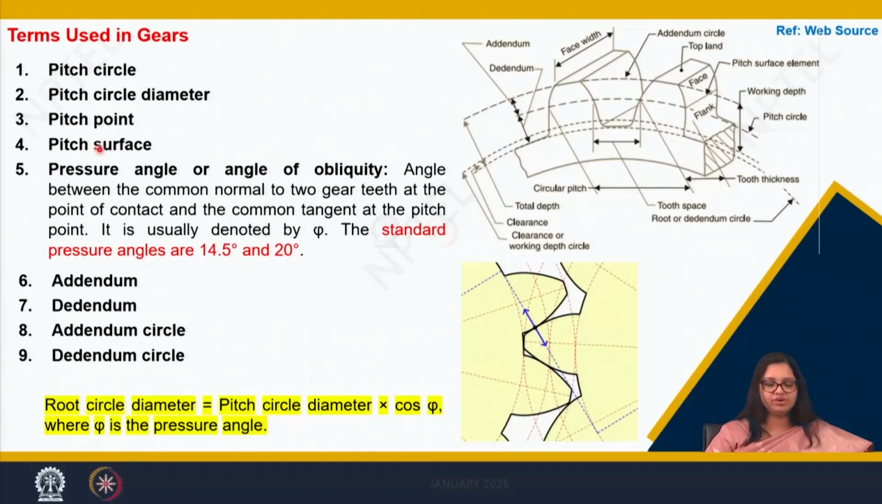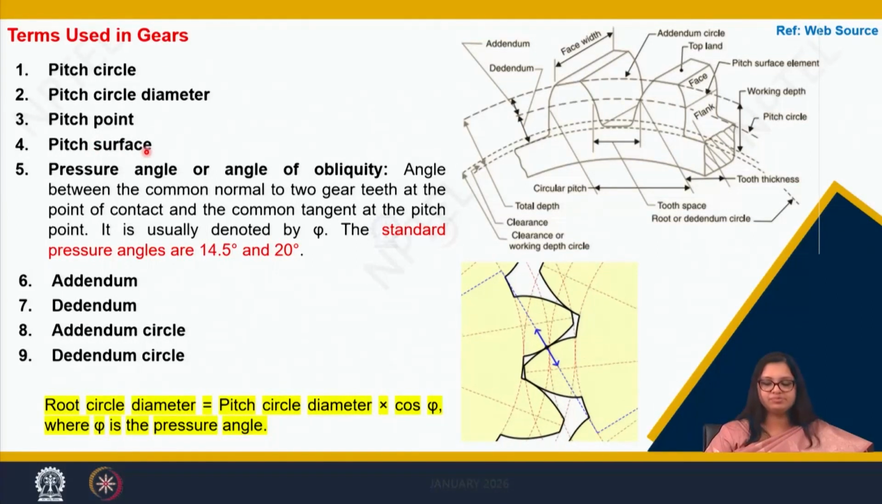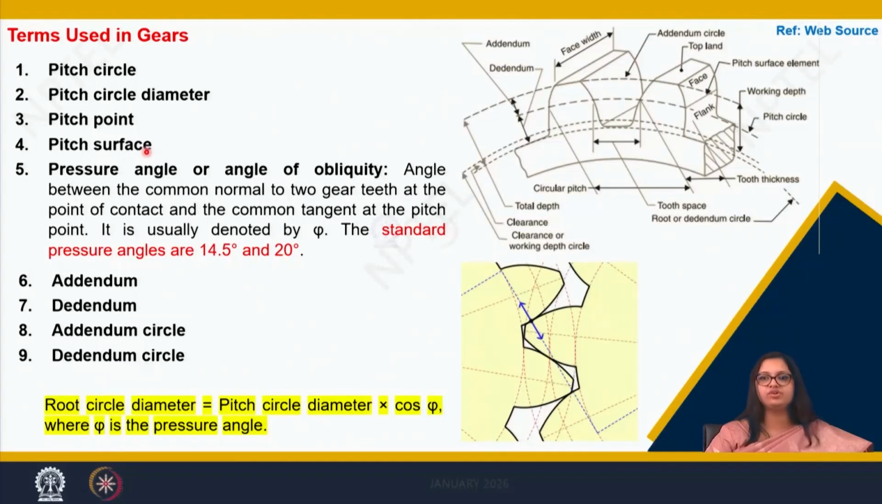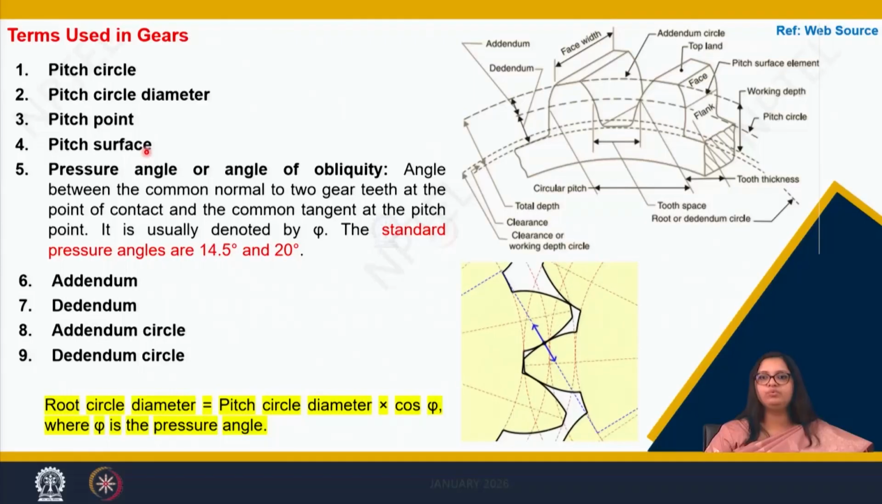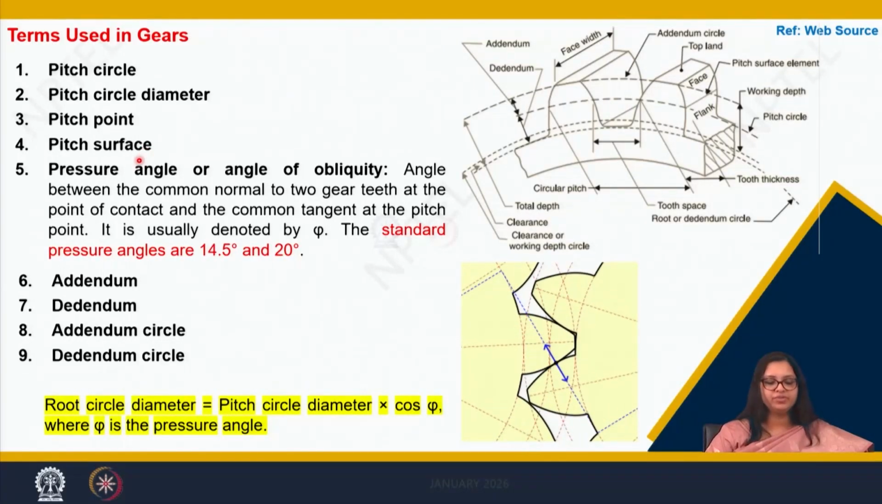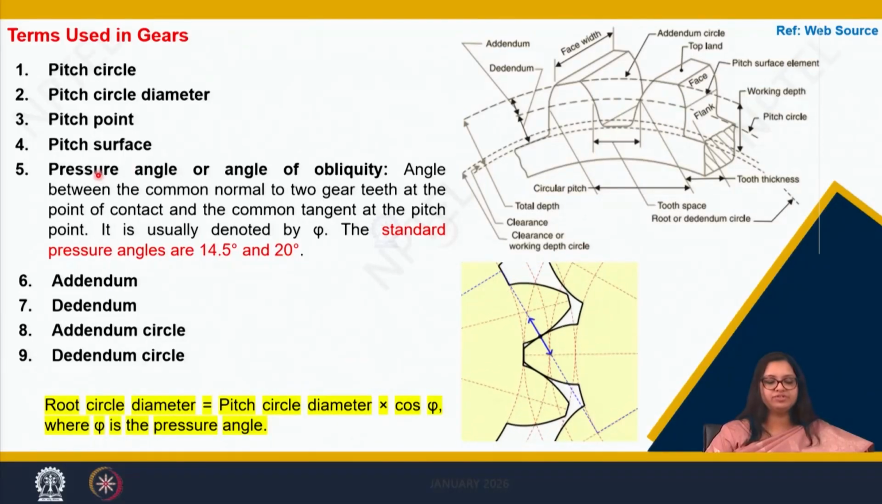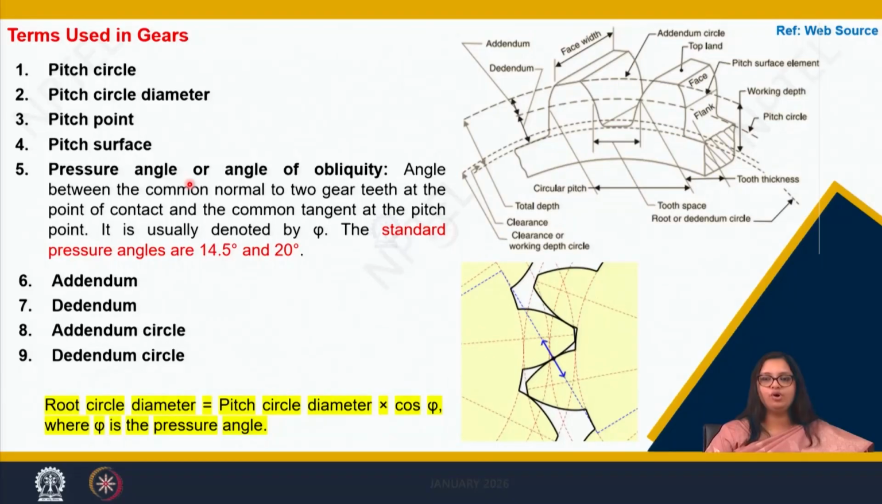So when we talk about this surface, we call it the pitch surface. This pitch surface is the surface on the pitch circle which is generated when the two wheels are in mesh with each other. Now coming to the fifth term, that is the pressure angle or the angle of obliquity.